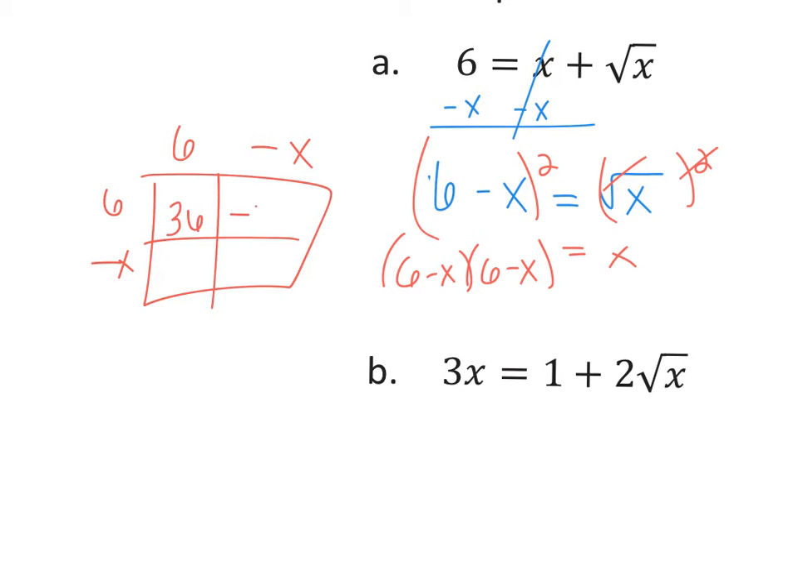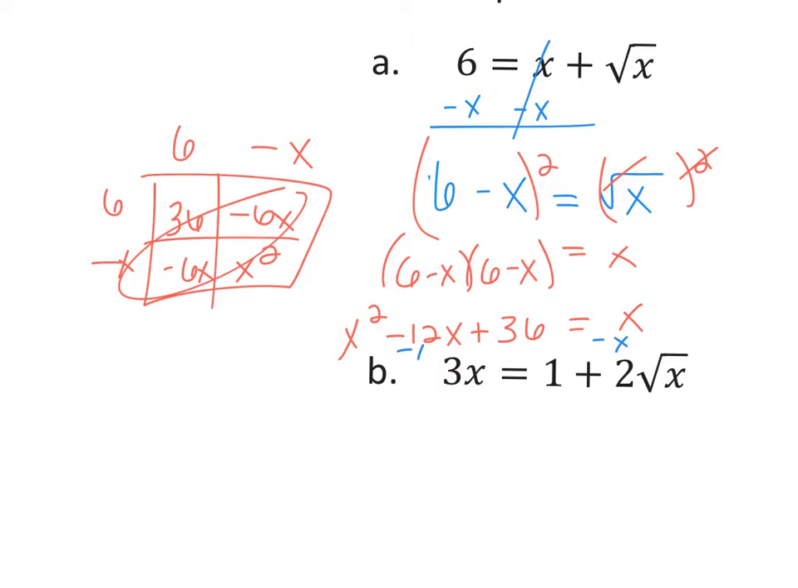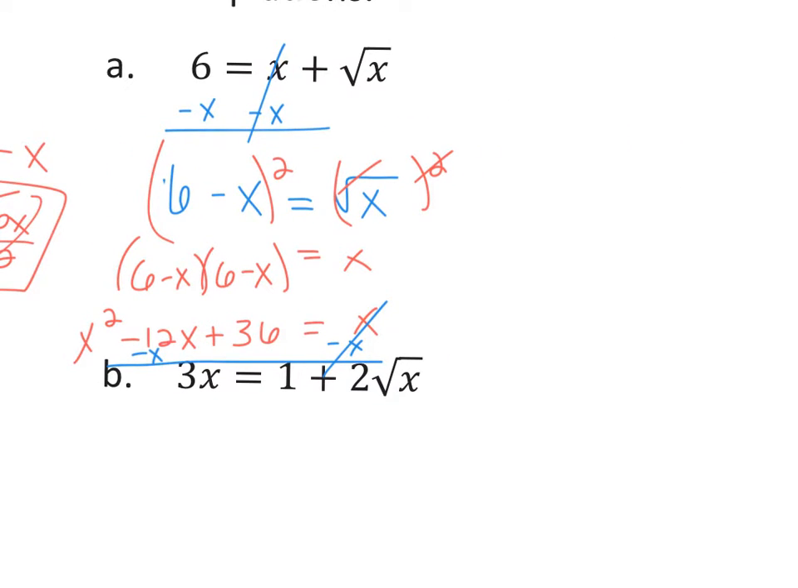You get 36 minus 6x minus 6x and then positive x squared. These will cancel. This will combine to a negative 12. So I'll end up getting x squared minus 12x plus 36 equals x. If you remember from the last video, x squared likes to equal 0, so I'll subtract the x here. This will cancel out to 0, and then you'll end up getting over here x squared minus 13x plus 36 equals 0.